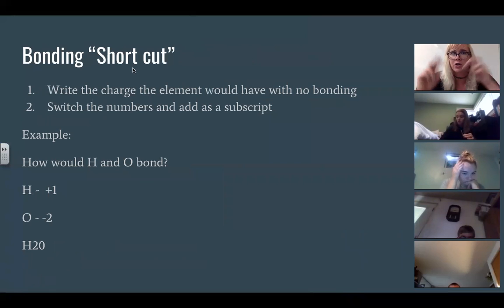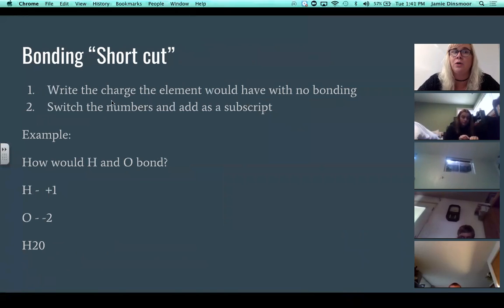So a bonding shortcut, you guys know I love shortcuts, especially in this class. Some of you may have already encountered this in the lesson, by the way, so we're going to go through it pretty quickly. But really, a bonding shortcut is that you can write the charge that the element would have with no bonding, right? Meaning basically how many electrons short it is of having a full shell. And then you can switch the numbers and write them as a subscript.